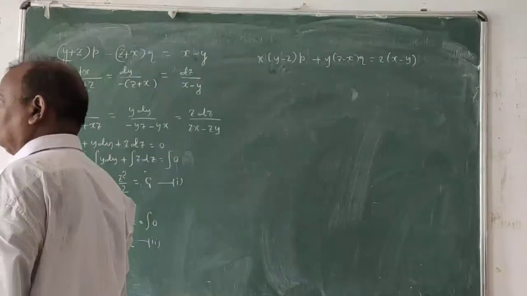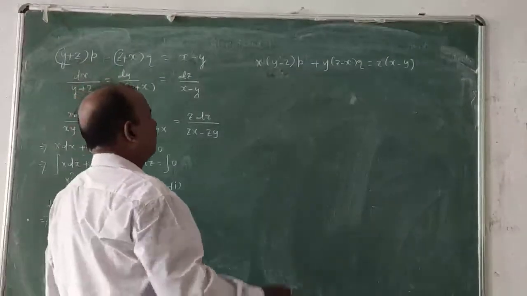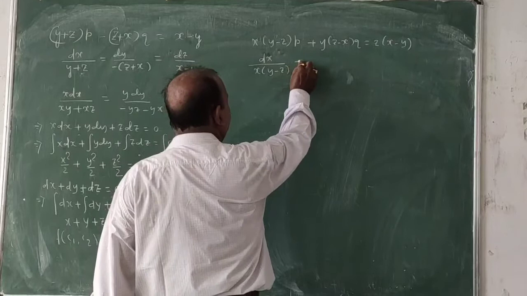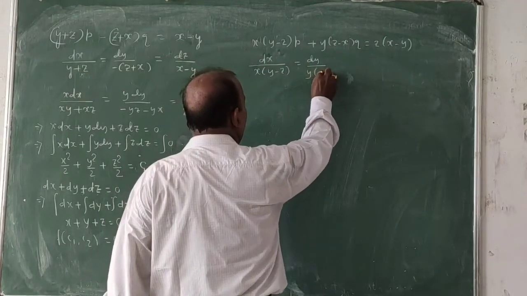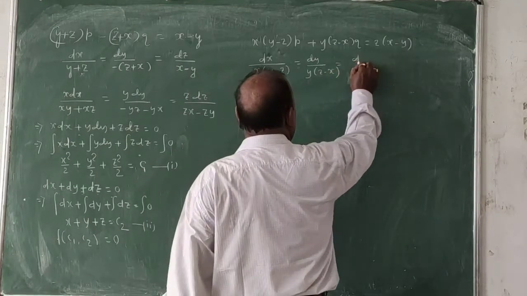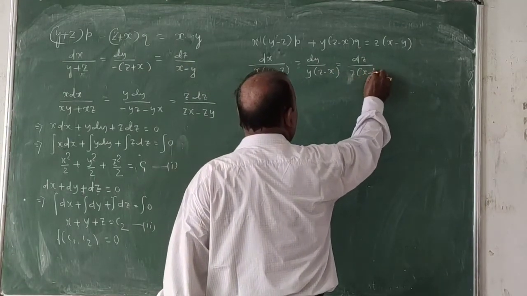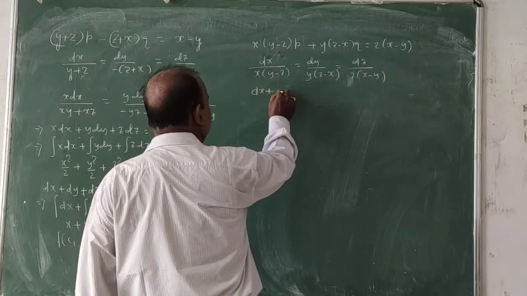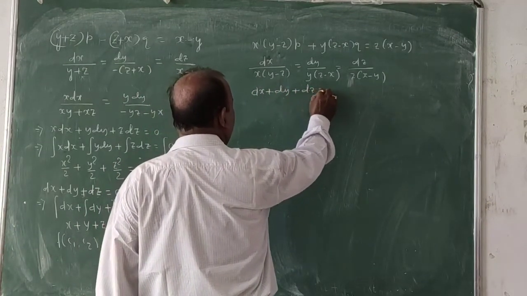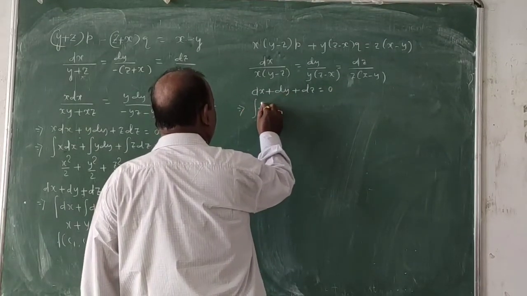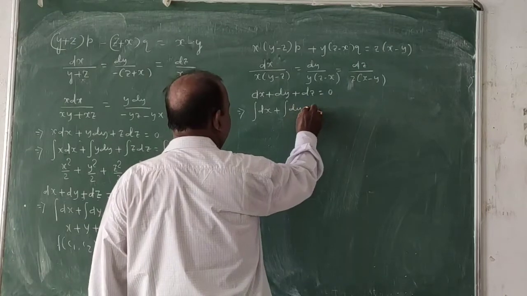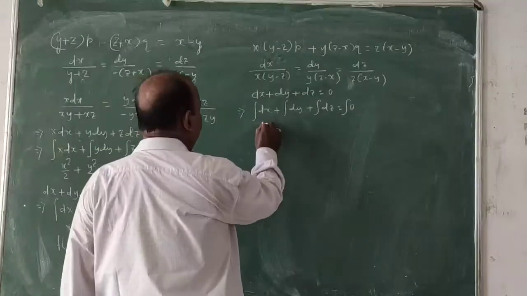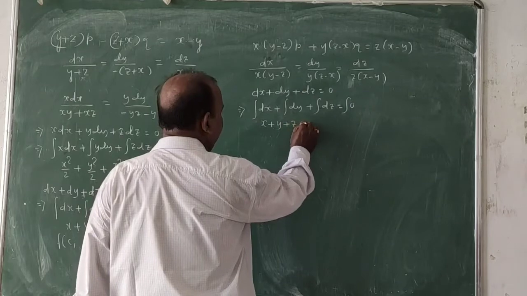Solve this differential equation. First of all I write this in the standard form: dx by x into y minus z, dy by y into z minus x, divided by dz by z into x minus y. So one solution I can write is dx plus dy plus dz equal to 0. So the integration of dx, integration of dy, integration of dz, equals the integration of 0, so I can write x plus y plus z equal to c1.